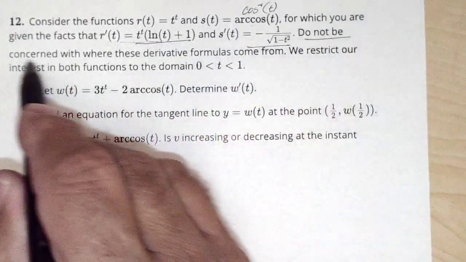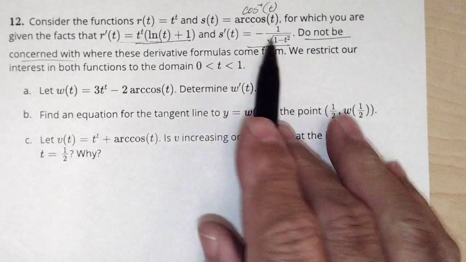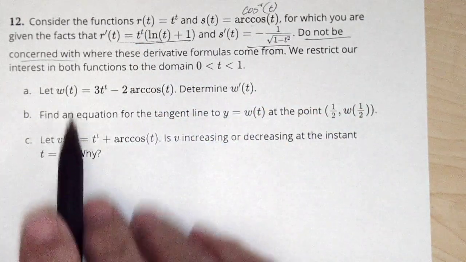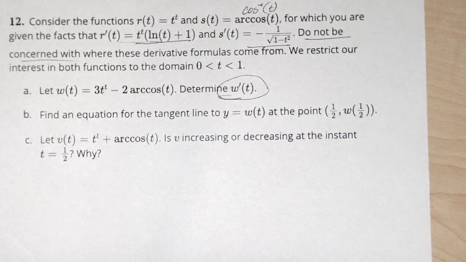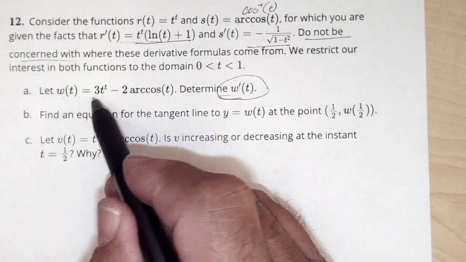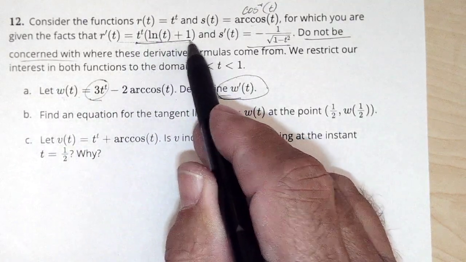It says do not be concerned with where they came from. In the future, we might figure out where they came from, but for right now, they're just telling you the derivatives. And if w is this, determine w prime. Well then, w prime is the derivative of this, which is all of that.